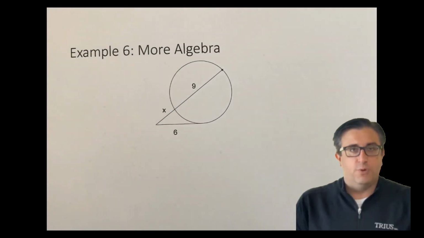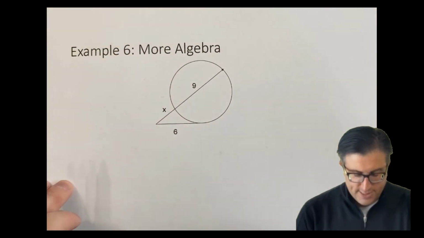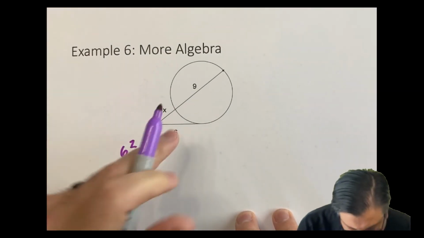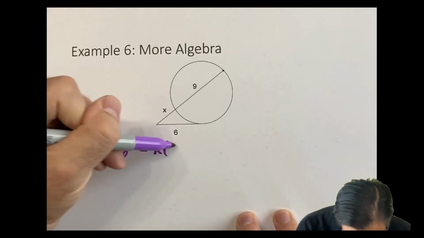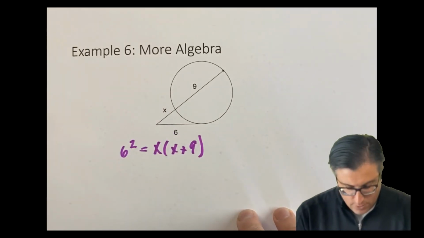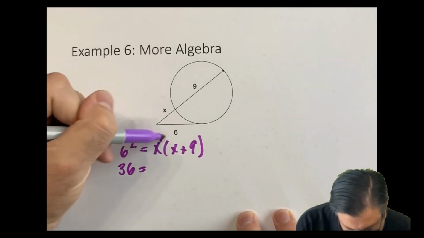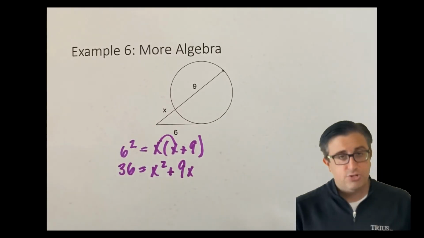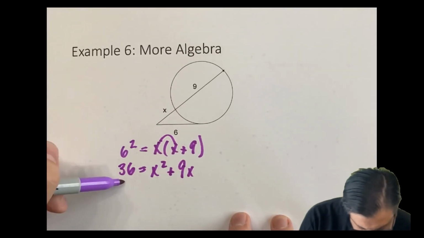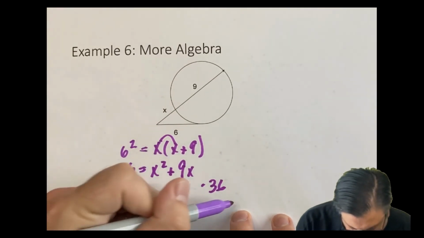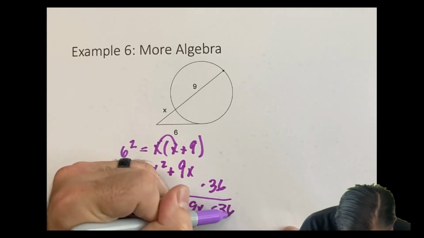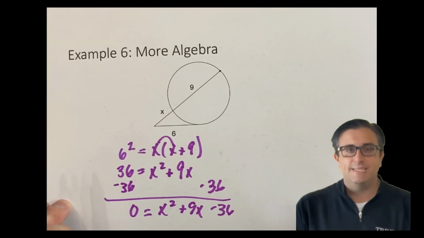Now the last problem, problem 6, has a little bit more algebra involved with it. This one we're going to have to factor. So this is a tangent and a secant. I know that the tangent squared equals the outside times the entire length. So 36 equals x times x is x squared. x times 9 is 9x. There's nothing I can do except move 36 to the other side, and I get 0 equals x squared plus 9x minus 36.